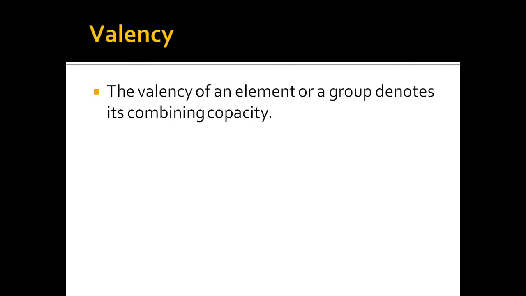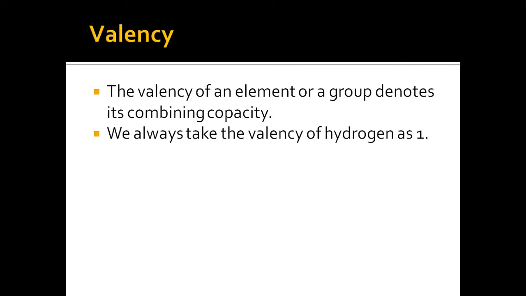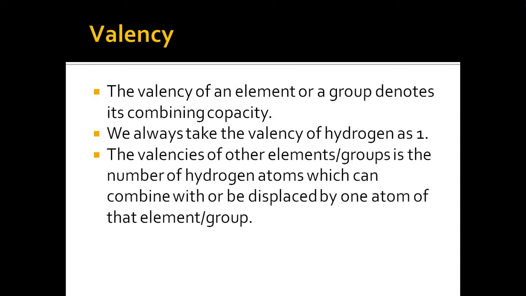Valency. The valency of an element or a group denotes its combining capacity. We always take the valency of hydrogen as 1. The valency of other elements or groups is the number of hydrogen atoms which can combine with or be displaced by one atom of the element or group.